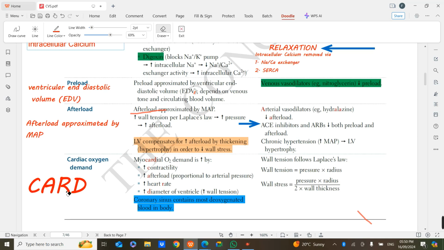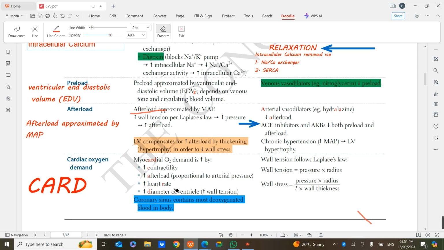CAD, the A is what? Heart rate. You check the patient and the heart rate. They will give you a question where the first heart rate is 100, the second heart rate is 140. They will now say, which of the following will have increased in this patient? The answer is cardiac oxygen demand, because the rate has increased, so the oxygen demand by the heart is also going to rise.